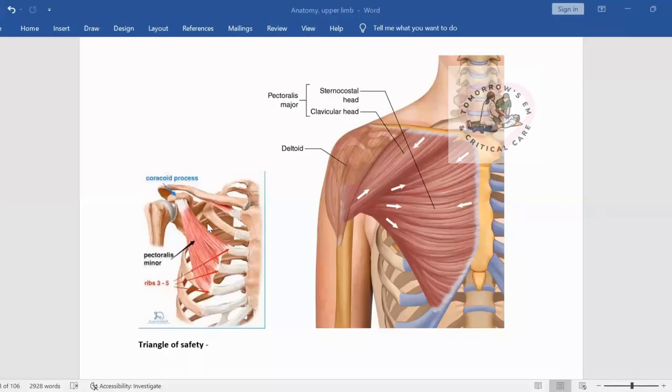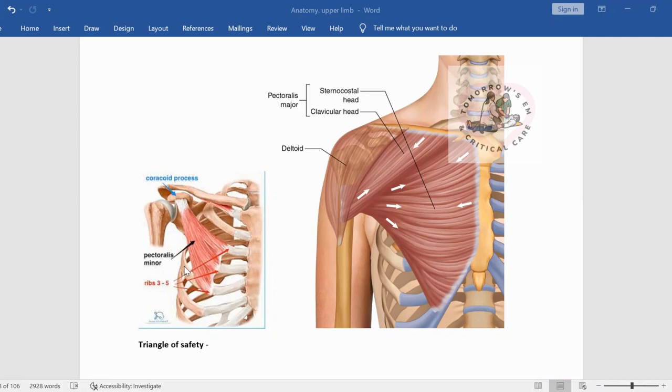So now the pectoralis minor muscle. Origin? The function of pectoralis major is not so important for the exam. Okay. So what is the origin of pectoralis minor? Third to fifth ribs. Insertion?